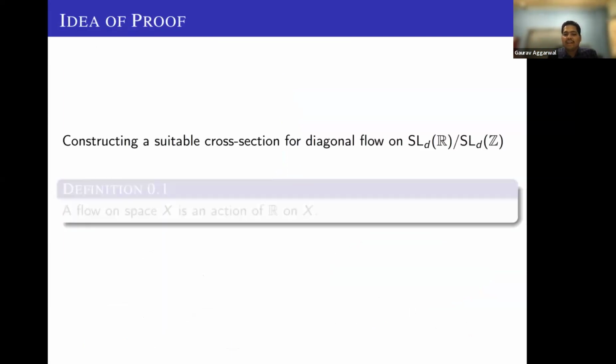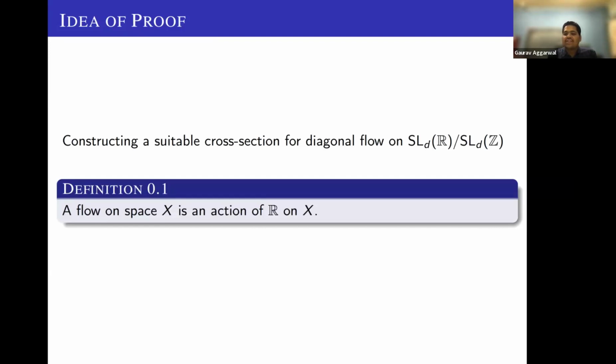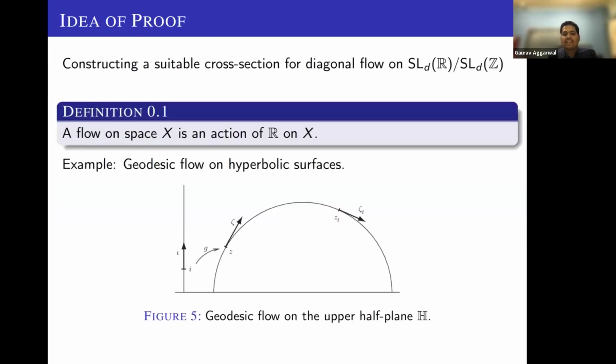The main idea in the proof of Shapira and Weiss was the construction of a cross section for a diagonal flow on the space of all lattices in dimension d. Let me introduce what these terms mean. A flow just means an action of the real line on the space, for example, the geodesic flow on hyperbolic surfaces. How I think of a flow is that we have a certain space that is evolving over time, and the trajectory of a particle as time increases captures the action of the real line on the space.